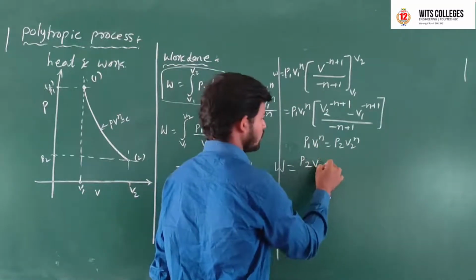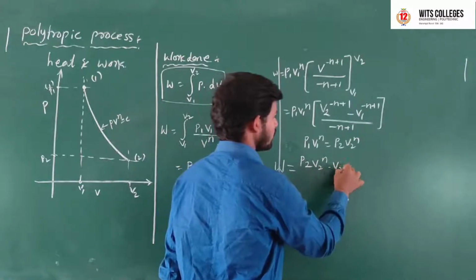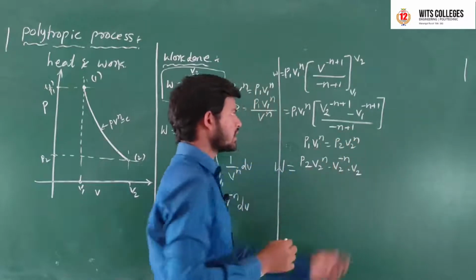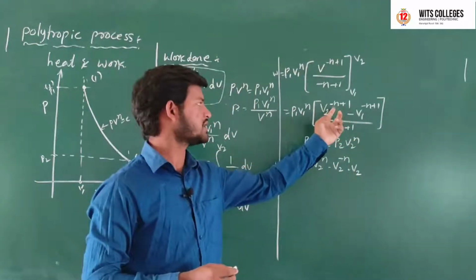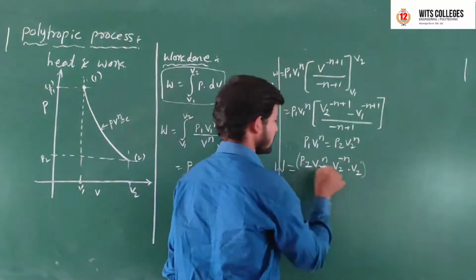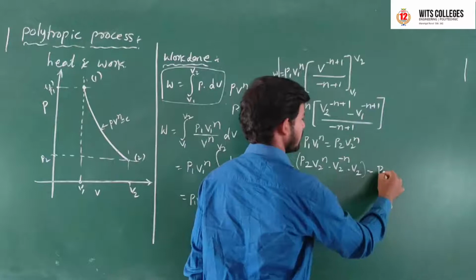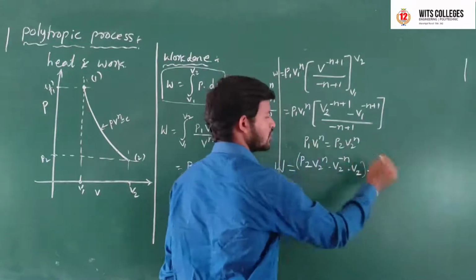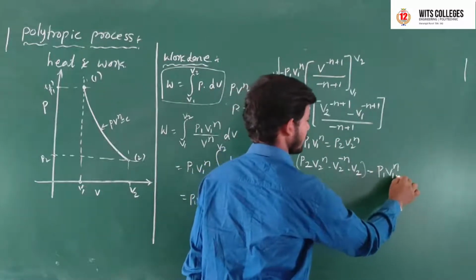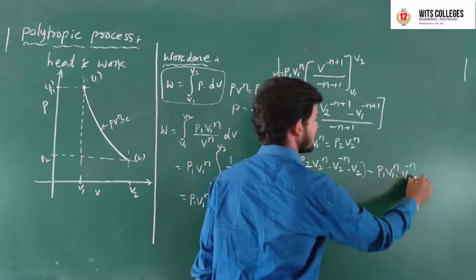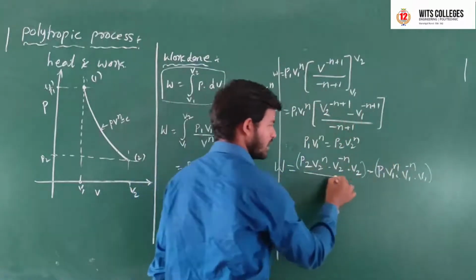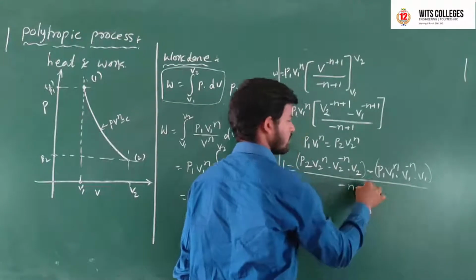P2 V2 to the power of n into V to the power of minus n into V2. Okay, I am splitting this as p to the power of minus n plus p v1 v2. Again, this is the one equation, minus again p1 v1 to the power of n into v1 to the power of minus n into v1. Okay, this is the second form divided by again minus n plus 1.